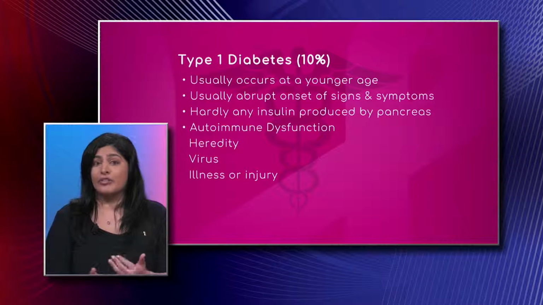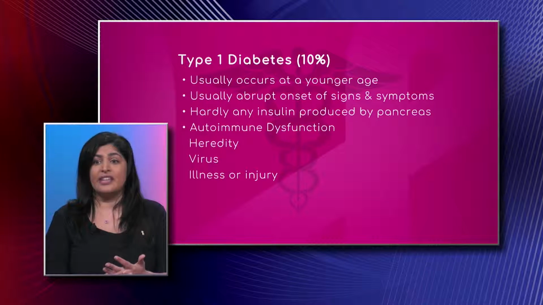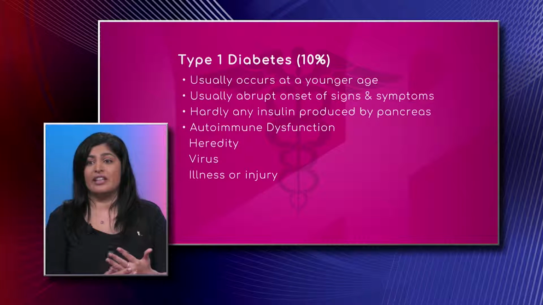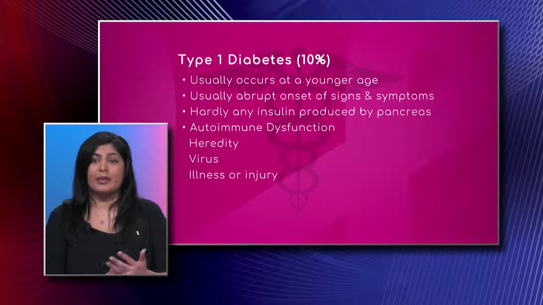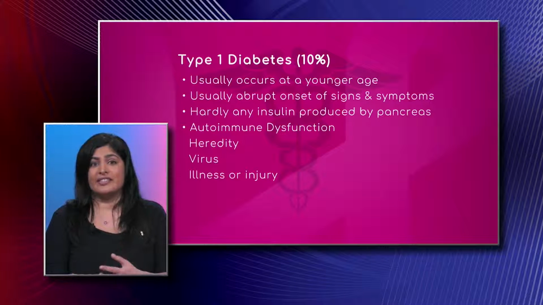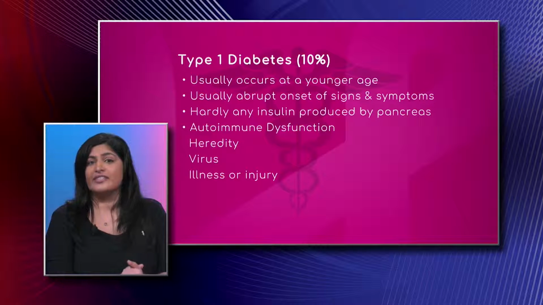And so that can happen for a number of reasons. It could be related to genetics, it could be related to a virus, it could be related to an illness or injury, or we may not even know why it happens. But essentially, the pancreas is not producing insulin. And so at a younger age, we see an earlier onset of diabetes.